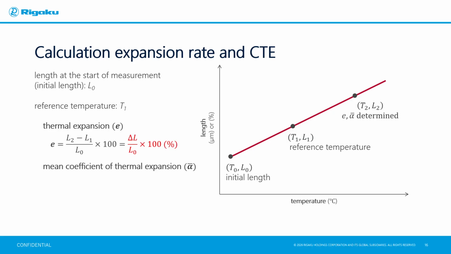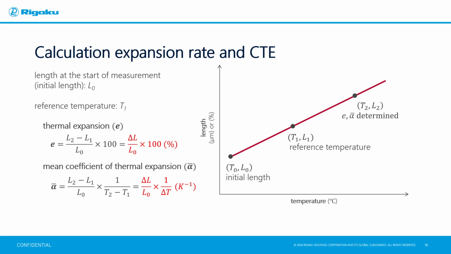The expansion rate is calculated as a percentage by dividing the difference in sample length from the reference temperature, L2 minus L1, by the initial length L0. The mean coefficient of thermal expansion CTE represents how much the sample expands or shrinks per unit temperature.